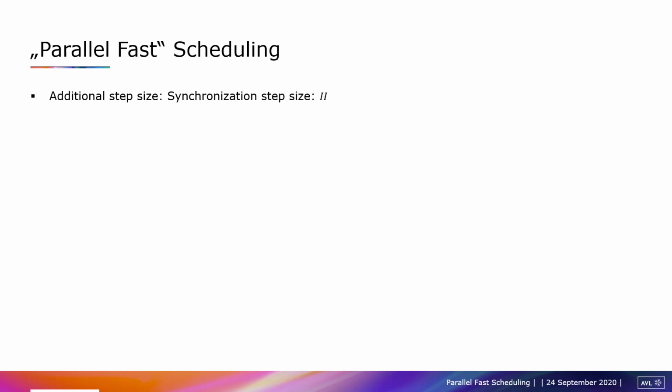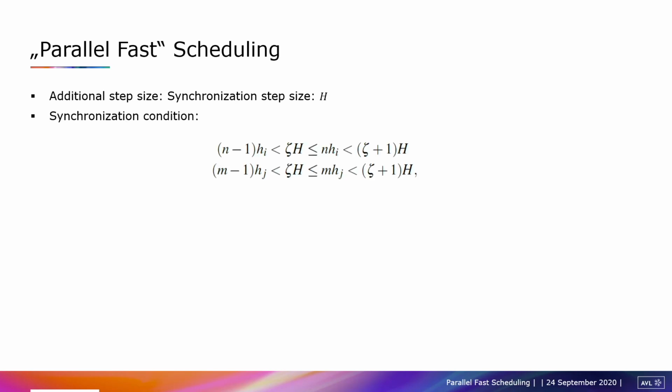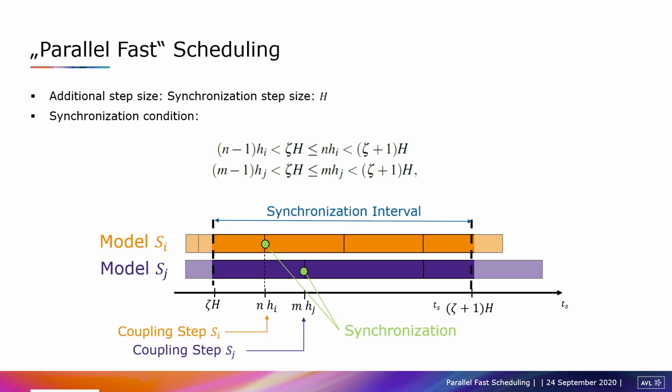Here we introduce an additional step size, the synchronization step size, which is a global parameter and affects all of the submodels. Based on the synchronization step size, we can define a synchronization condition. This means that the synchronization and the data exchange takes place if two or more submodels end their coupling step within the synchronization interval, whereas the synchronization interval is the time spent between two synchronization steps.